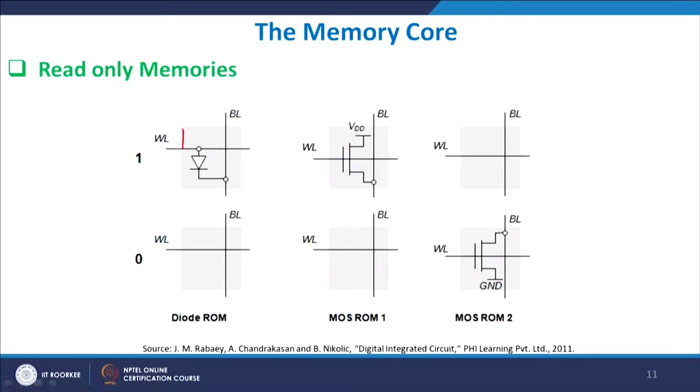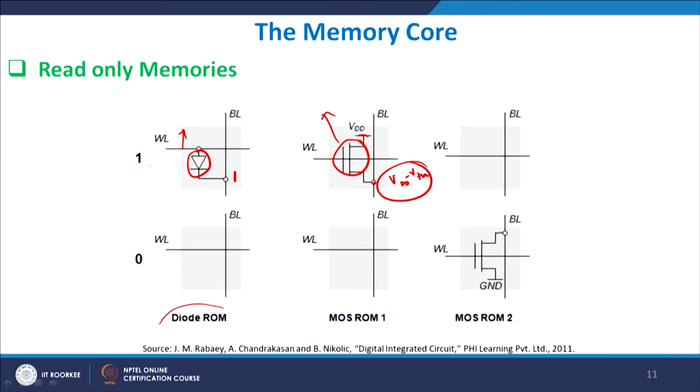Let us look at the memory core. This is a read only memory, which is basically a non-volatile memory, which I discussed with you. For example, if the word line is high, this diode switches on and 1 appears on the bit line, right, very straightforward and simple. Similarly, when the word line is high, this MOSFET switches on, and VDD appears here at a particular point. Of course, there will be one threshold voltage drop of the transistor, but that is immaterial at this stage.